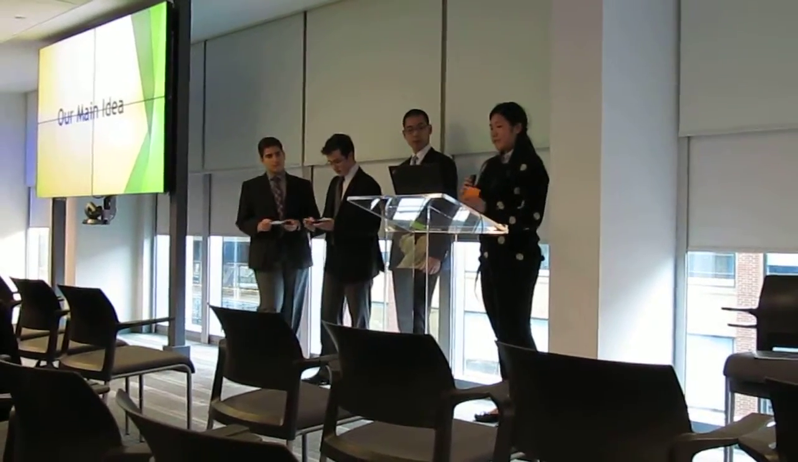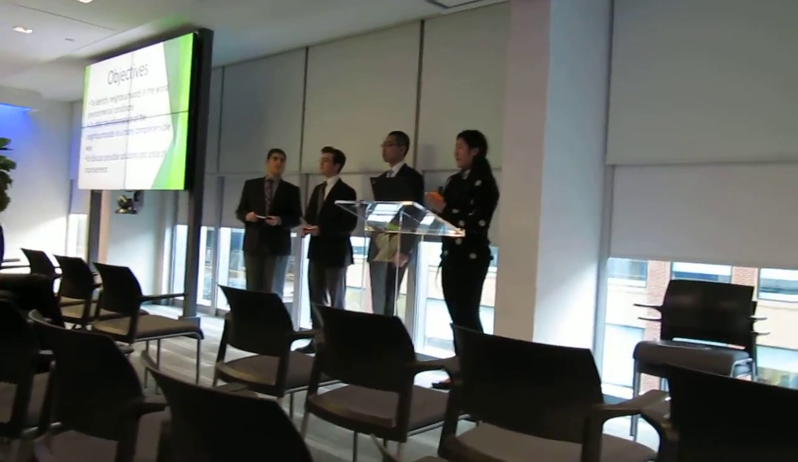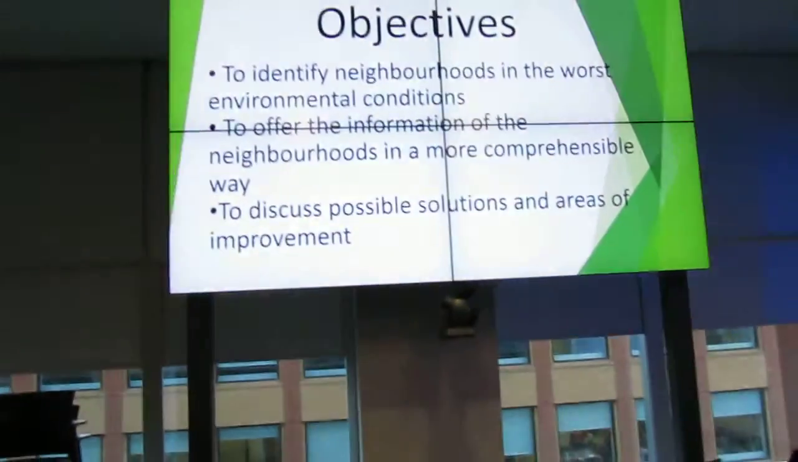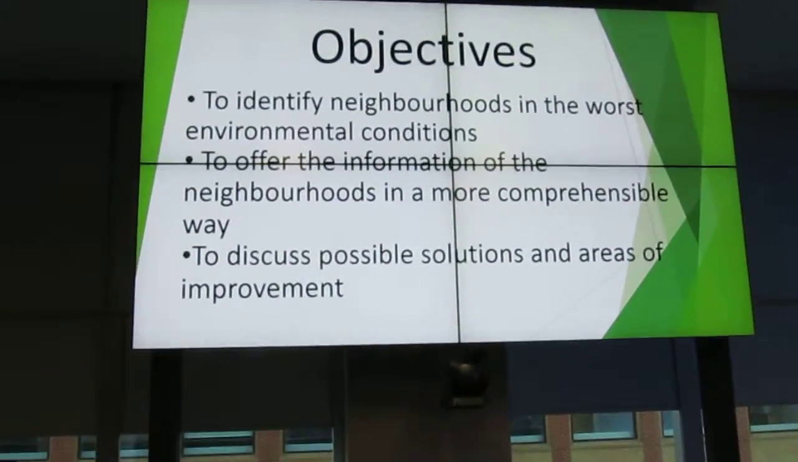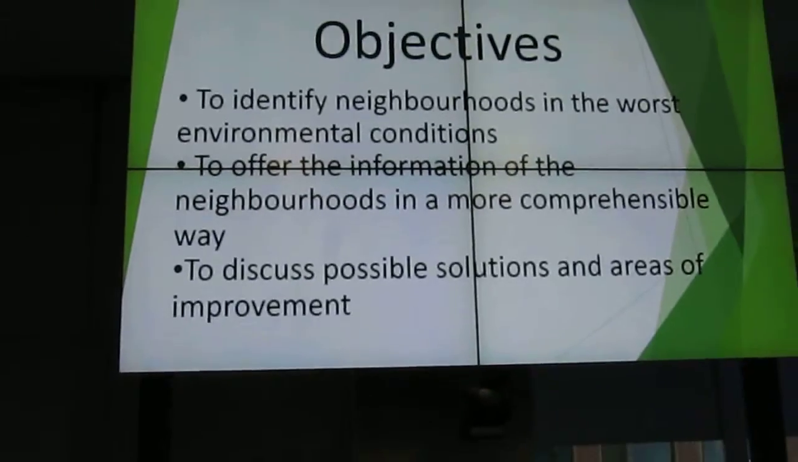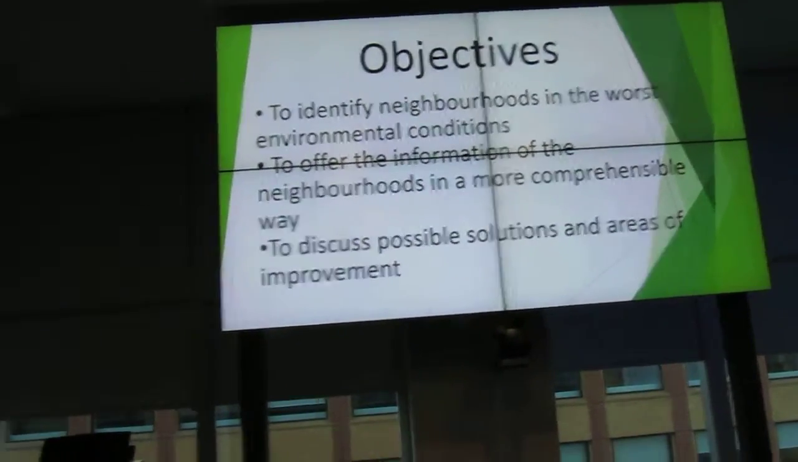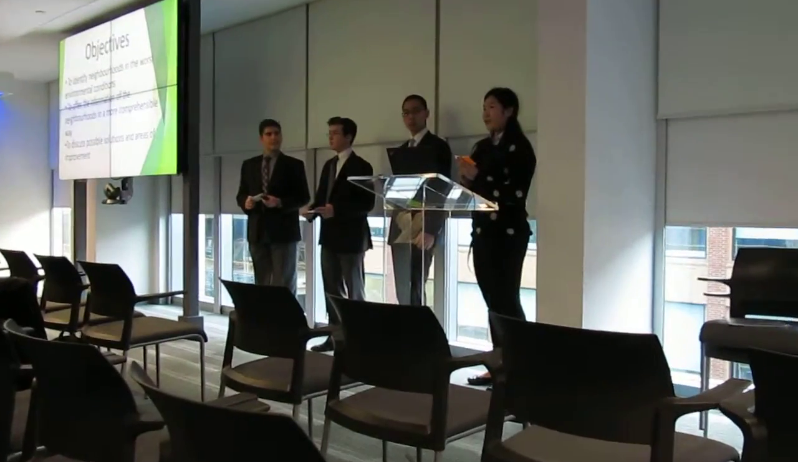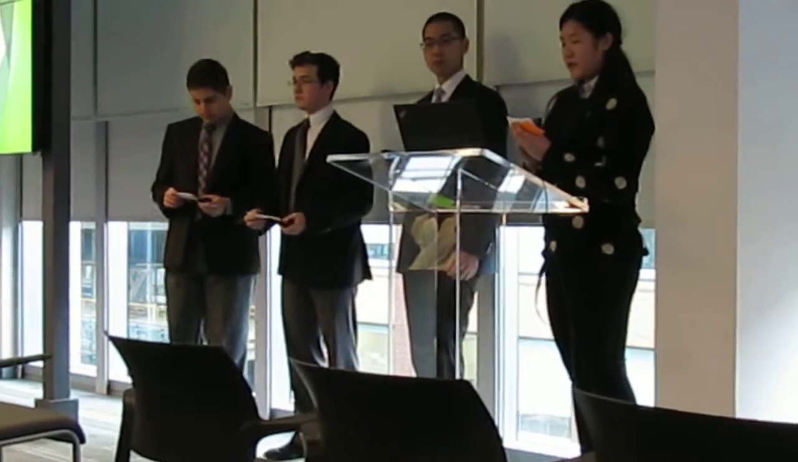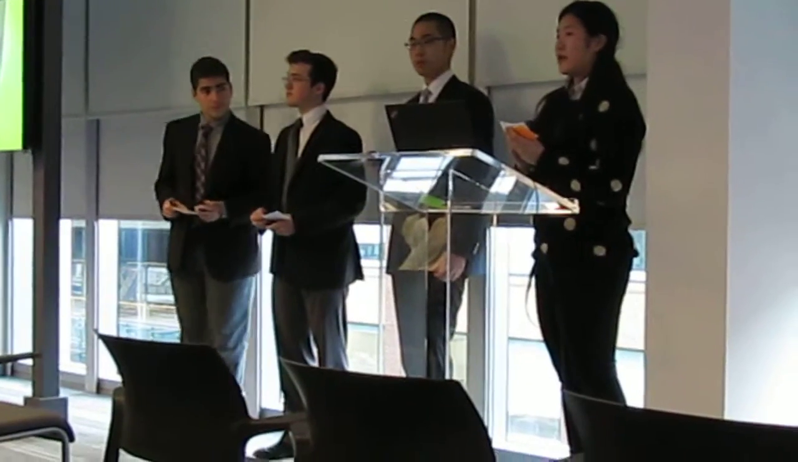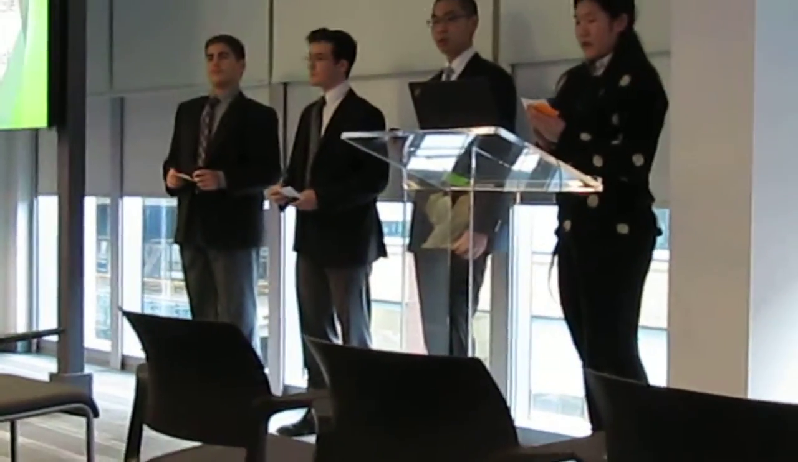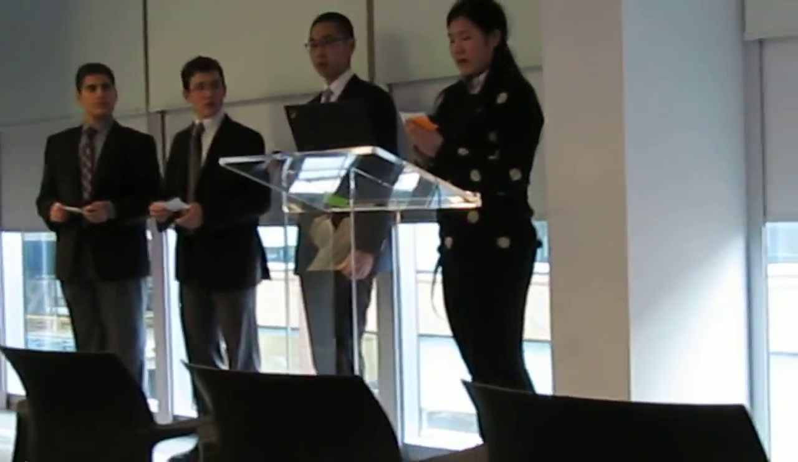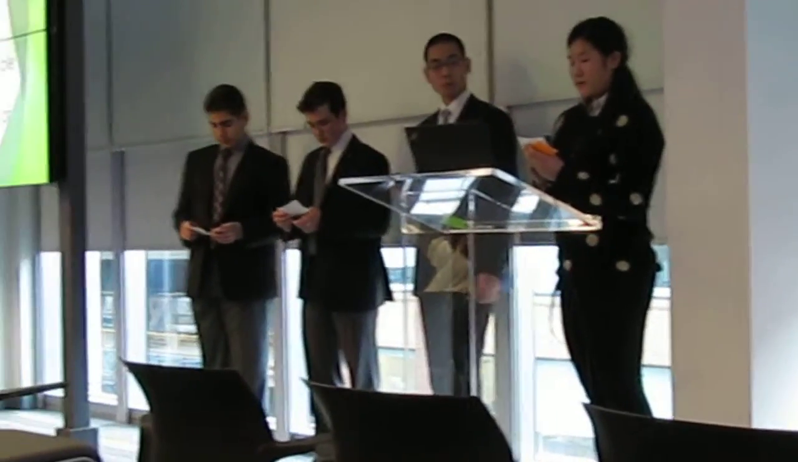So our main objective is to identify neighborhoods in need of attention due to the poor environmental conditions. Using the findings, we can help offer information about the neighborhoods and the environmental concerns found in them. After we acknowledge the concerns, we could discuss possible solutions and areas of improvement. Discussing the solution will not only have the ministry be aware of this problem, but also the citizens in the neighborhoods.